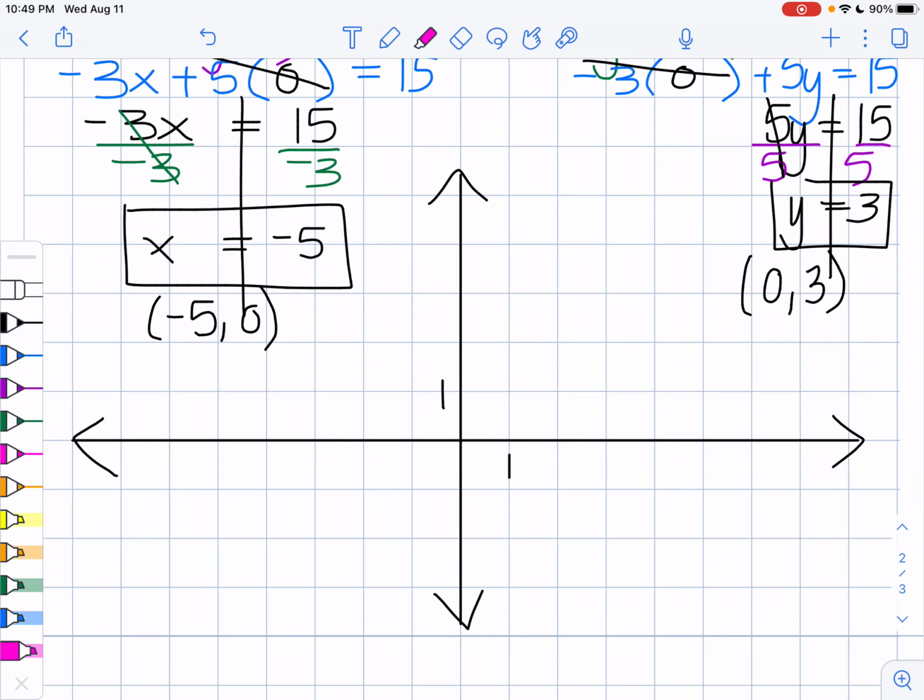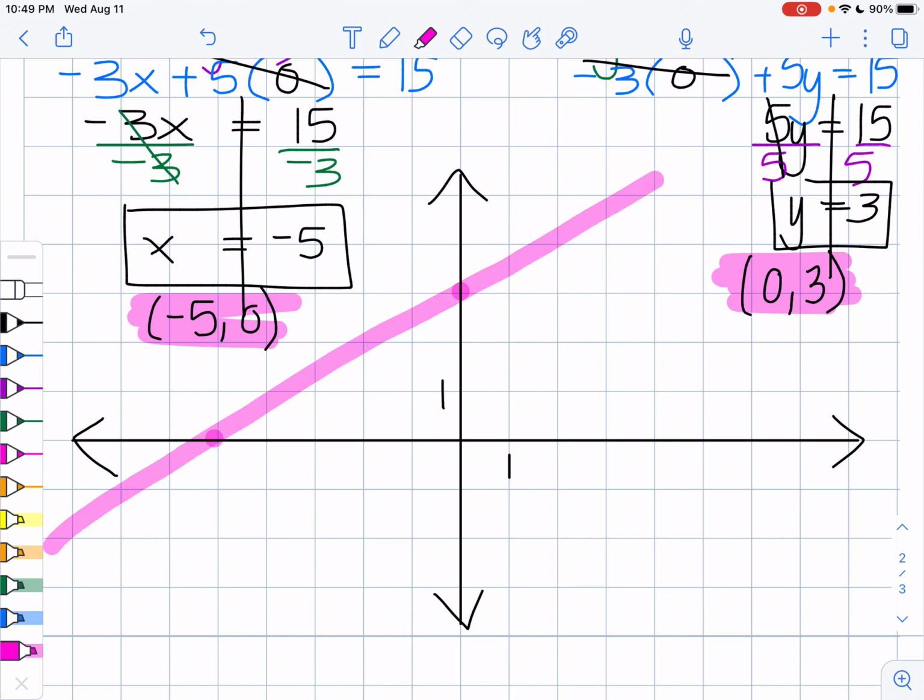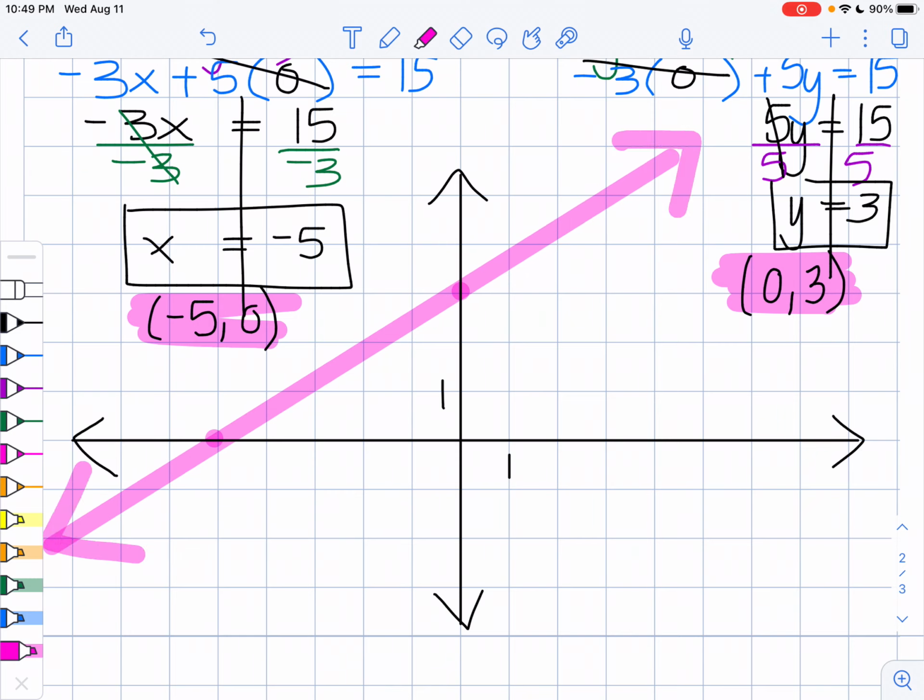Now I'm going to plot this point and this point. So negative 5, 0 gives me 1, 2, 3, 4, 5, 0 here. And 0, 3 gives me 1, 2, 3 here. Whoops, that's right there. And then I'm going to graph my line like so. That's pretty close. And it looks like that. And I'm going to just make these points a little darker because these were our ordered pairs from our intercepts. Remember, this is the y-intercept, and this was my x-intercept that I found and graphed my line.